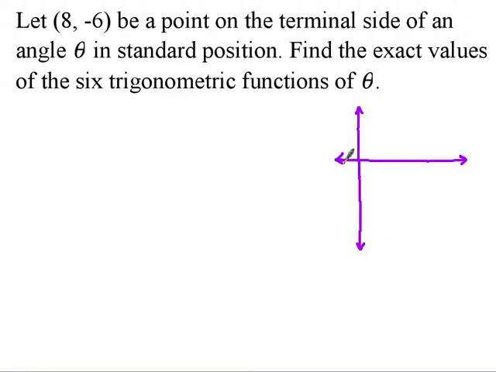So the very first thing you need to do is plot the point. So let's see, I'm going 8, and then I'm going down 6. So here's my point. Now if I'm going to draw that angle in standard position, I'm going to go ahead and draw a radius out.